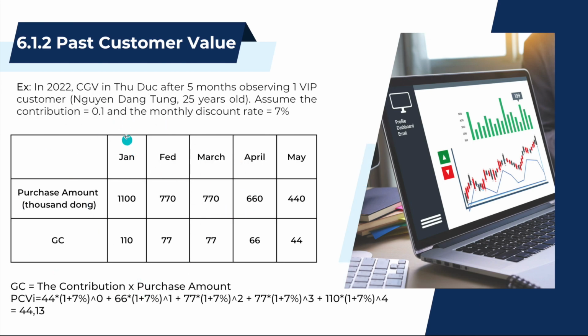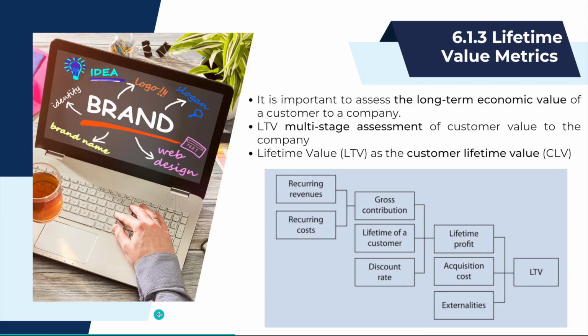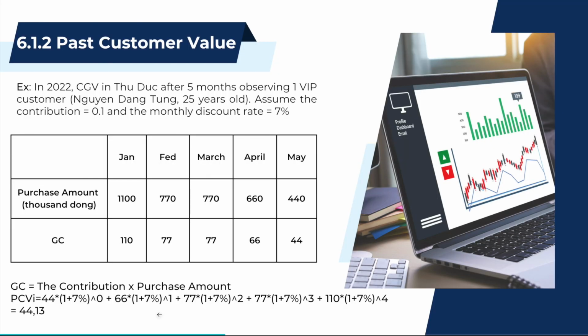In 2022, CGV in 2 Duke observed one VIP customer, Nguyen Dang Tung, 25 years old, for 5 months. Assume the contribution is 0.1 and the monthly discount rate is 7%. Specifically, GC is contribution level times purchase amount. Relying on the formula, we can calculate PCV as 44.13. Conclusion: Tung contributed 44.13 thousand dong in May over 5 months of observation.